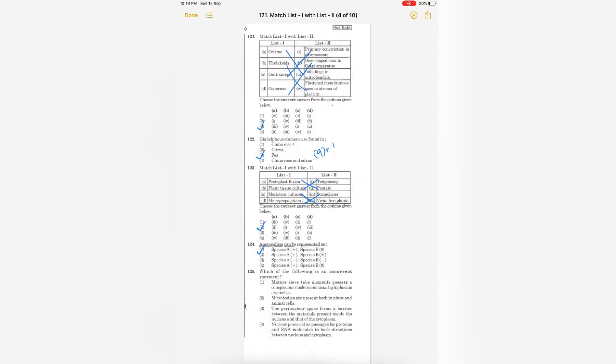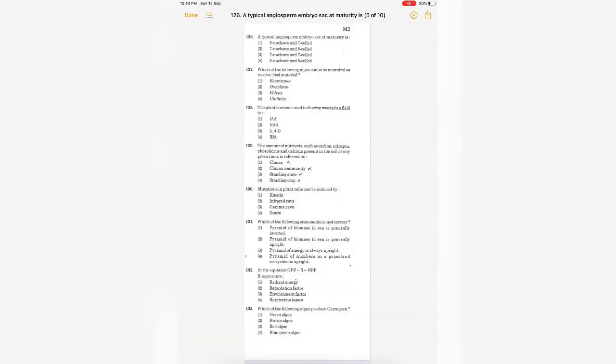Question number 125. Which of the following is an incorrect statement? Mature sieve tube elements possess a conspicuous nucleus and usual cytoplasmic organelles. That is wrong, because mature sieve tubes lack a nucleus. Mature sieve tubes are devoid of nucleus and their functions are controlled by the nucleus of the companion cell. Option 1 is the correct answer because that statement is wrong. The question is regarding the incorrect statement. Question number 126.